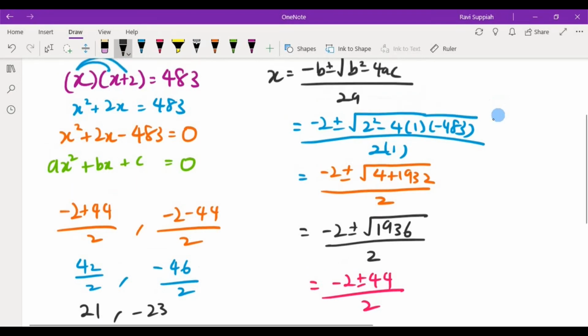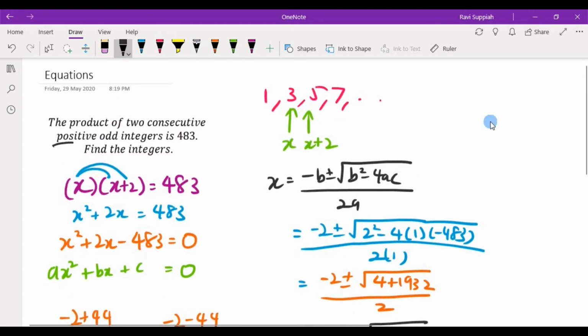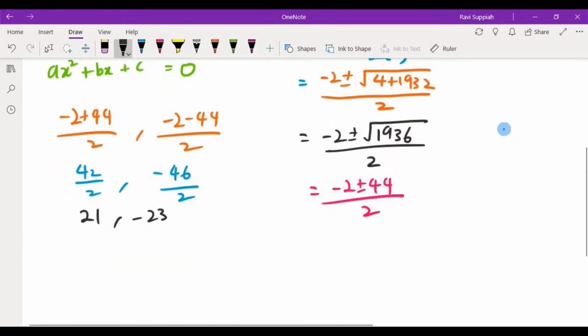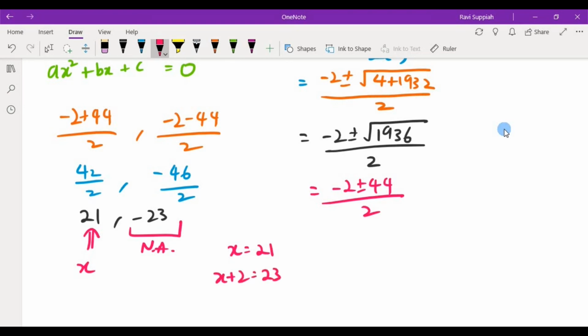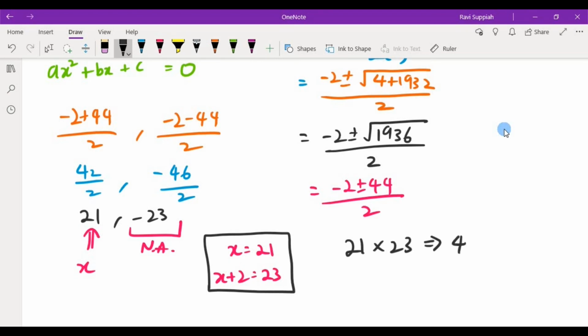Looking back at the question, we are told that there are two consecutive positive odd integers. So we know that this negative value is not applicable in this case. So the answer for x would be 21. So x equals 21 means x plus 2 is 23. So the two consecutive integers are 21 and 23. Just to verify, if you take 21 multiplied by 23, you will get 483. So that is the final answer for this question.